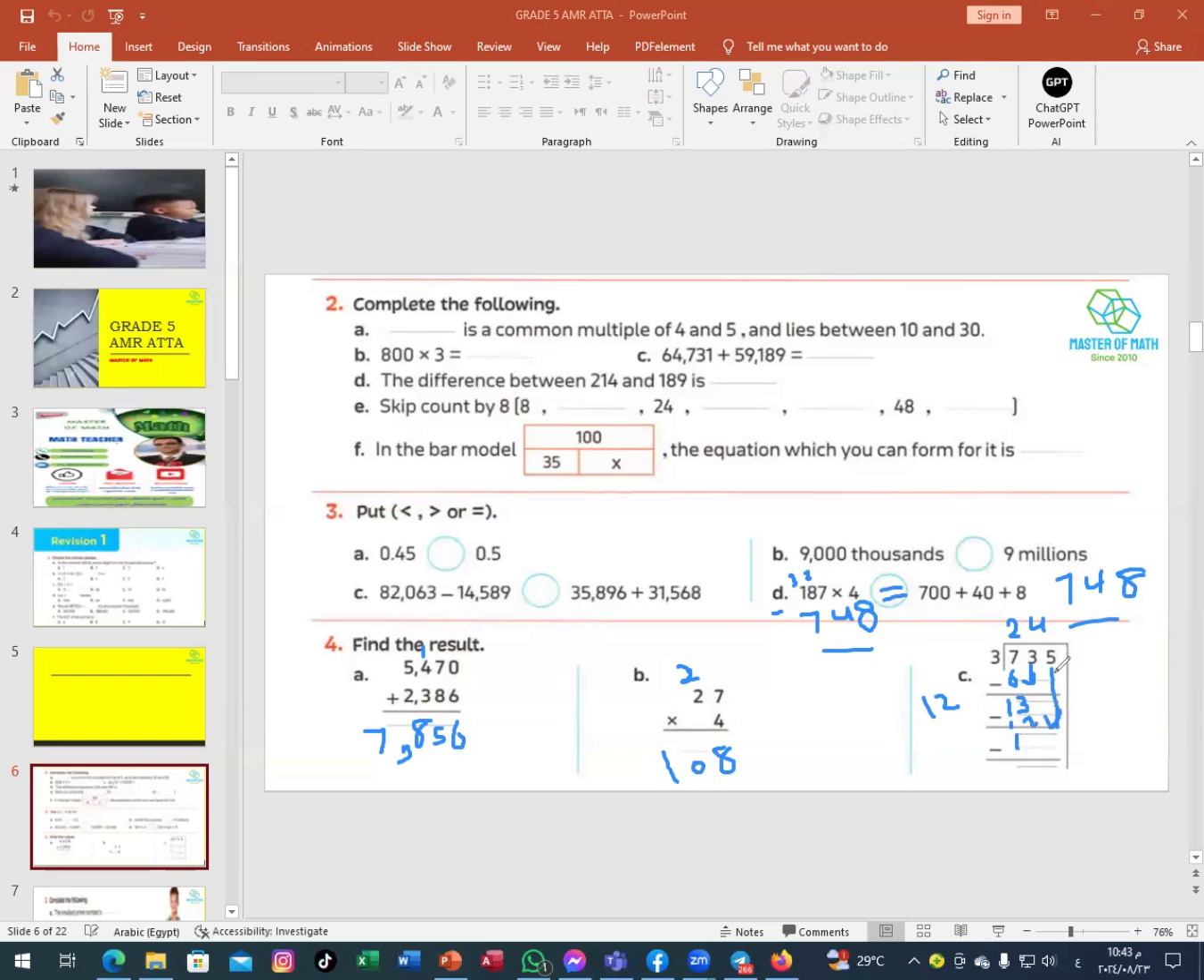It's the turn of 5 to come down here. 15. 15 divided by 3 equal 5, because 5 times 3 equal 15. And when I subtract, I have zero. So it's right.